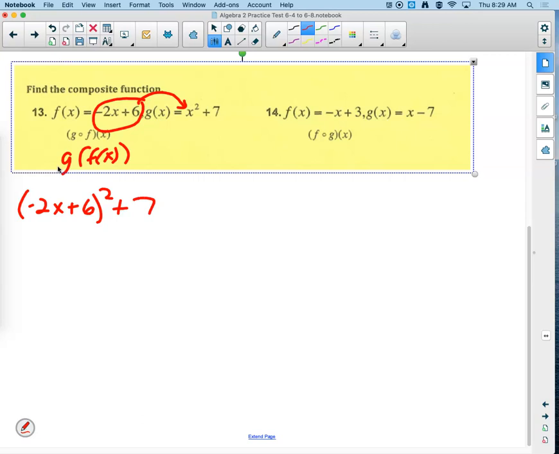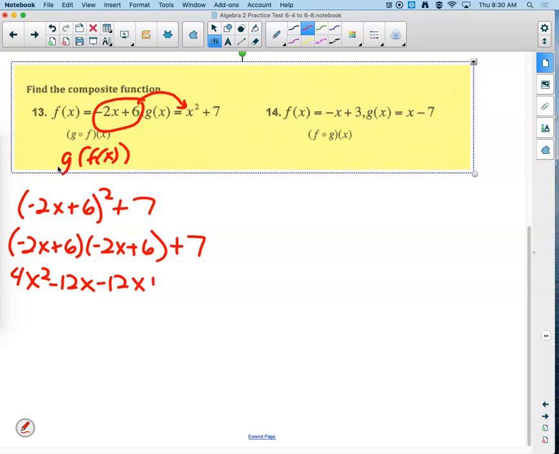Now remind me again, how do we square negative 2x plus 6? We have to write it out twice, don't we, and FOIL? Yeah, we had to do that yesterday, too. And we have to keep track of the nasty negatives in this one. So negative 2x times negative 2x is going to give you a positive 4x squared. Outside times outside, minus 12x. Inside times inside, minus 12x. Last times last, plus 36. And then we have that plus 7 in the back.